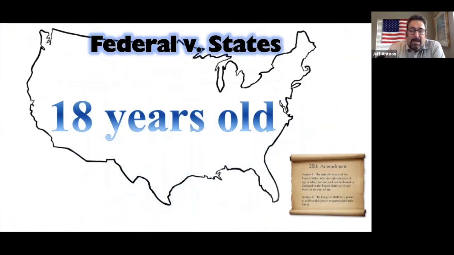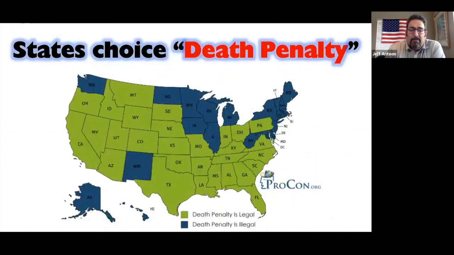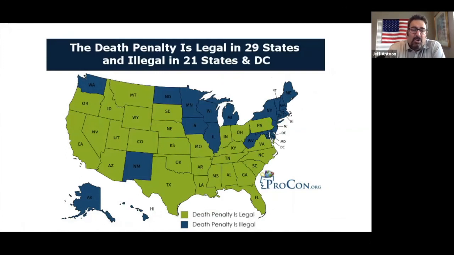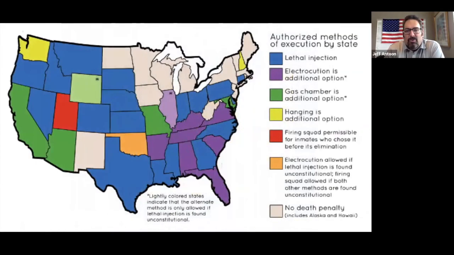The 26th Amendment allows 18-year-olds to vote now. Voter ID laws are different by state. Death penalty is different by state. It's illegal in Texas. You could see it's starting to change. Washington just changed theirs. They just made it illegal in Washington state. Executions by state. You could see California has the most inmates on death row, but Texas has executed the most. And you could see here the different types of the death penalty, how they do it by state, if they have it or not.